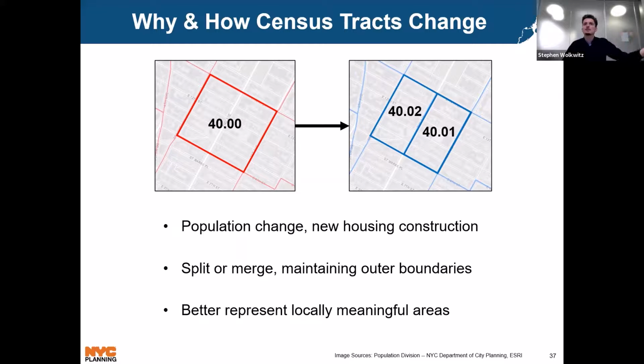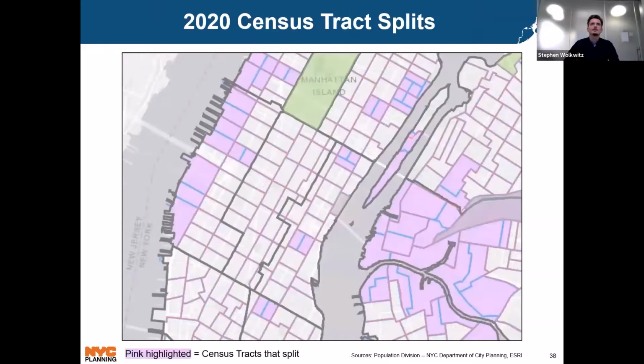And that's what I was discussing earlier when city planning worked with the Census Bureau to split tracts along CD lines to help us represent our community districts better. So I just wanted to show this screenshot here to illustrate where a lot of the action was this decade as far as census tract splits.